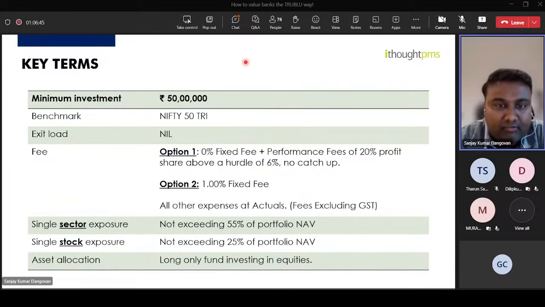Key terms: the minimum investment as mandated by SEBI is 50 lakhs. So the investor has an option of a complete variable fee or an option of a 1% fixed fee.